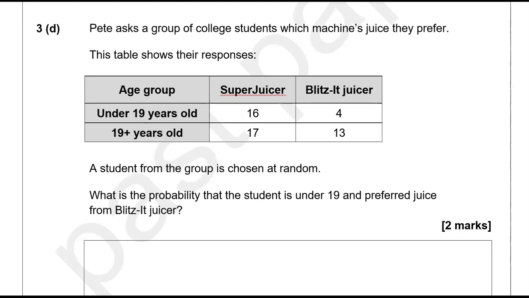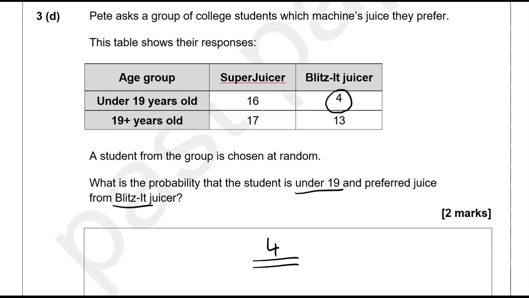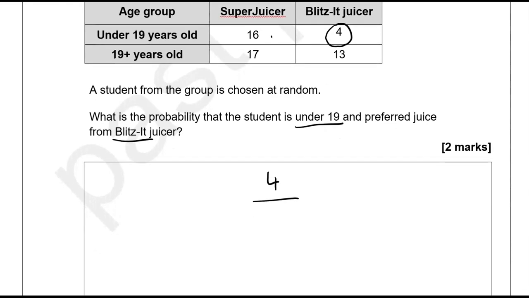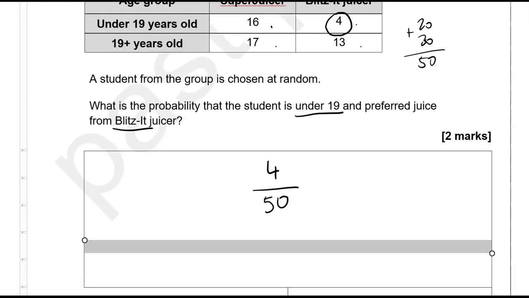So let's locate that number in the table. Under 19 and prefers juice from the blitzed juicer, and that is this one here. So it's 4 out of the total. What is the total? If we add 16 and 4, that gives us 20. 17 and 13, that's going to give us 30. So that is 50 in total. So 4/50 is the answer.